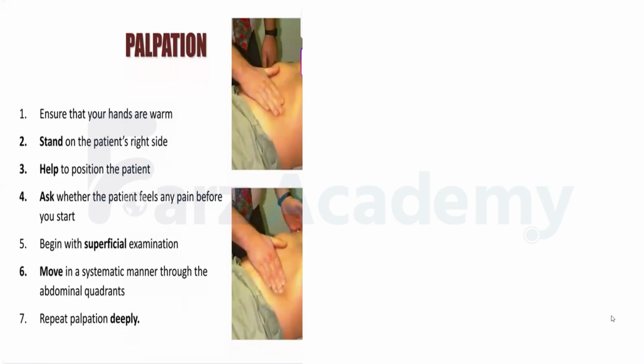Begin with superficial examination and move in a systematic manner through all the abdominal quadrants, and repeat palpation deeply. Before you do so, you always say that I'm going to lightly feel your abdomen or tummy. I'm going to press hard upon your tummy now. And in each stage, you'd say, let me know if you are okay. Let me know if you are comfortable.